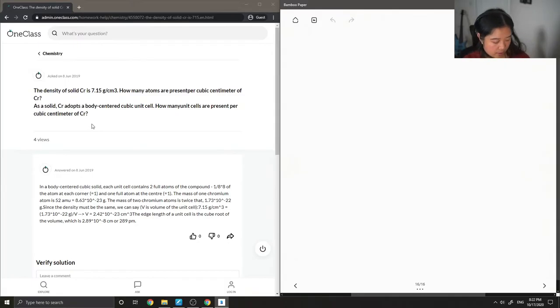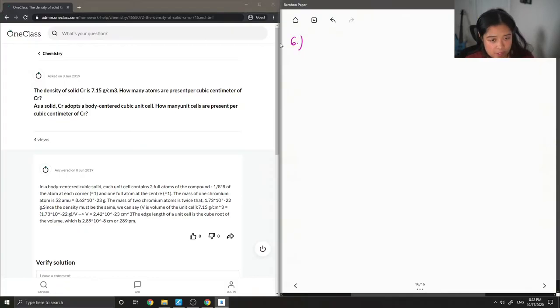Okay, so let's go on to question number 6. The density of solid, let me write this down. It's question number 6. So the density of solid chromium is 7.15 grams per centimeter cubed. How many atoms are present per cubic centimeter of chromium?